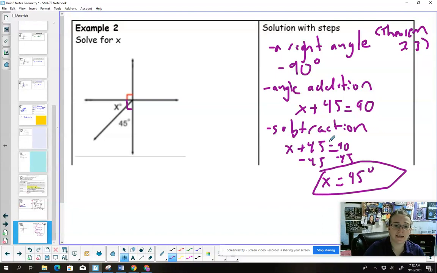So again, this is a basic introduction to a proof. In class, we're going to put it into a 2-column proof, and you'll see again, it'll be here's what I know and here's the reason why. Here's what I know and here's the reason why.